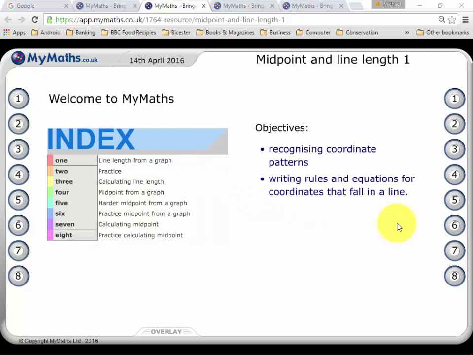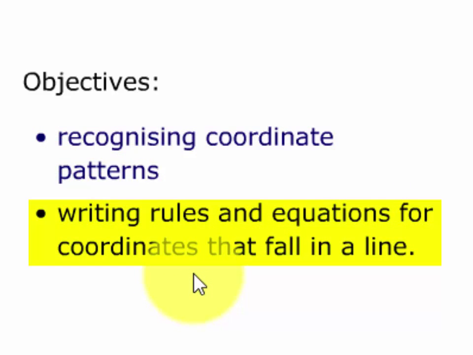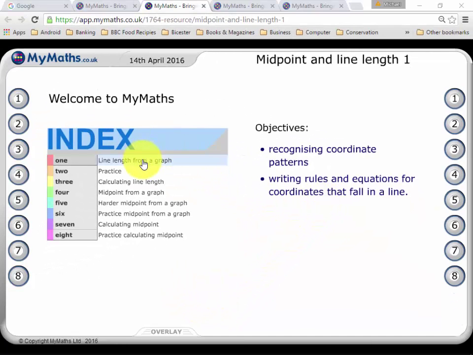Before we do that, let's have a look at the objectives. Number 1, recognizing coordinate patterns, something we should be familiar with by now, and 2, writing rules and equations for coordinates that fall in a line. So let's begin with the lesson line length from a graph.